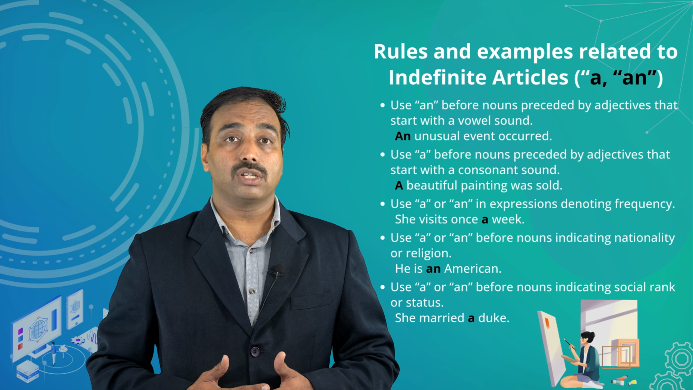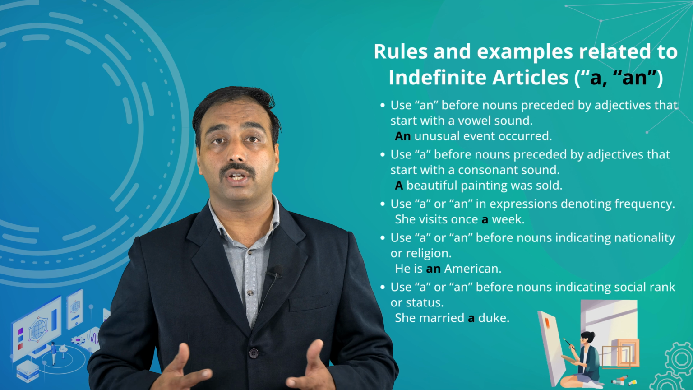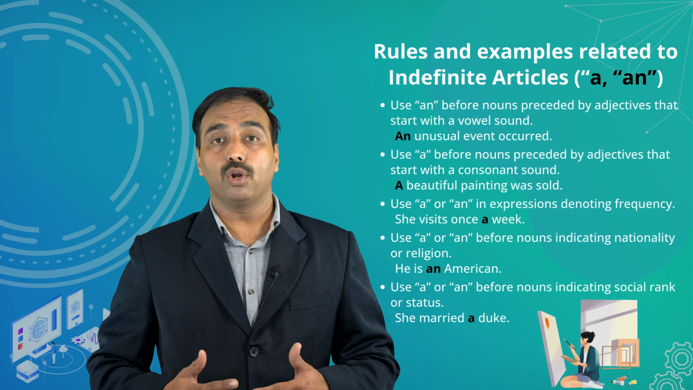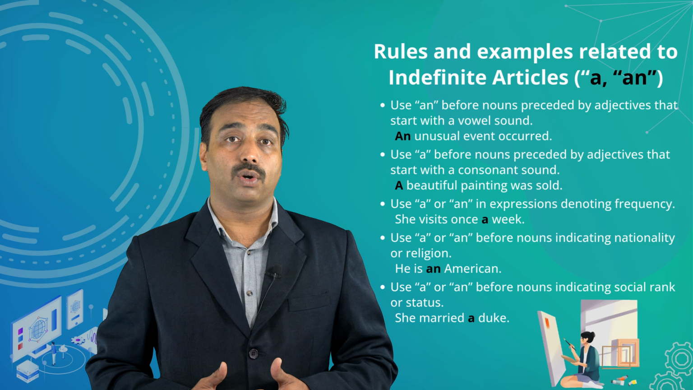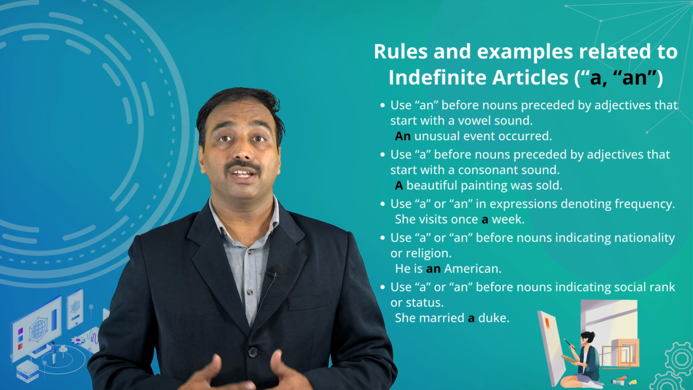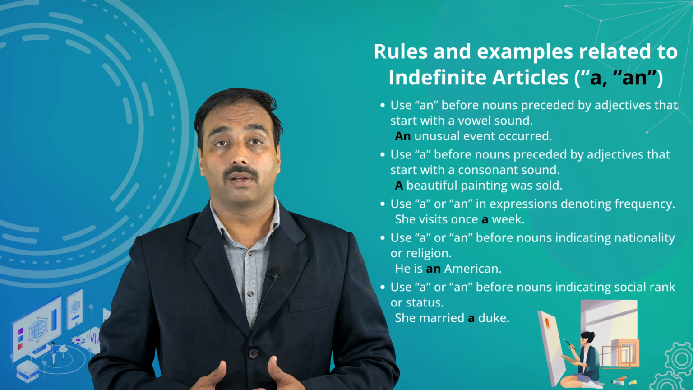Use a before nouns preceded by adjectives that start with a consonant sound. For example, a beautiful painting was sold. Use a or an in expressions denoting frequency. For example, she visits once a week.